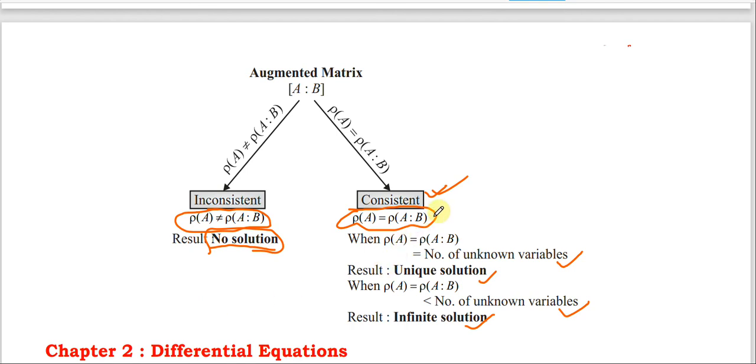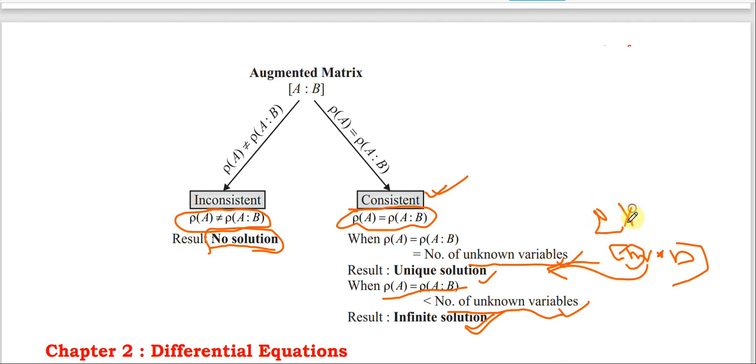But if the rank is the same and it is equal to the number of unknown variables, the solution is unique. If the rank is equal and it is less than the number of unknown variables, then it will have infinite solutions. The unknown variables count is the n of an m cross n matrix, like 2 cross 3 or 5 cross 4, and the rank will be the smaller term.